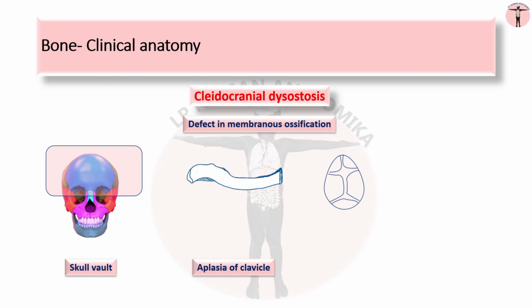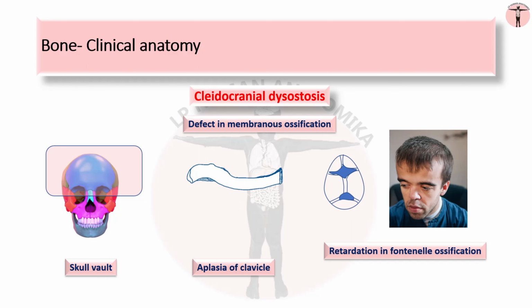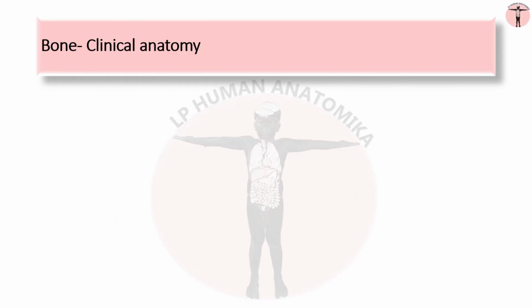In the fetal skull, there will be retardation or delay in ossification of the fontanelles, causing large fontanelles and delayed closure of sutures, due to which there is increase in the transverse diameter of cranium. It may be hereditary or environmental in origin.